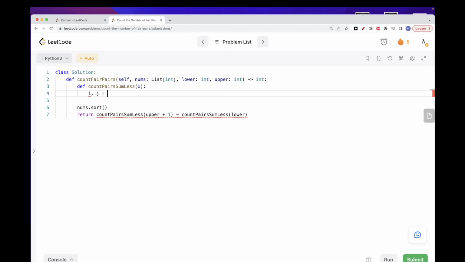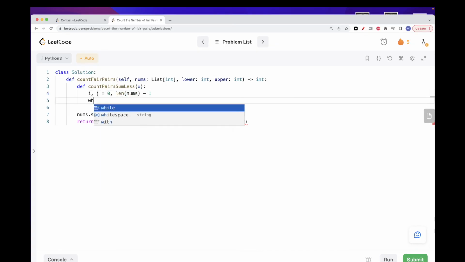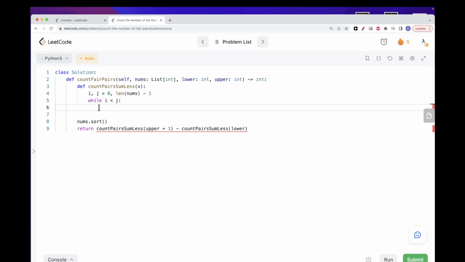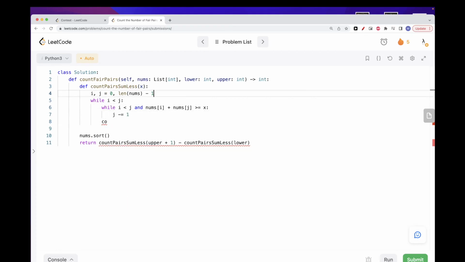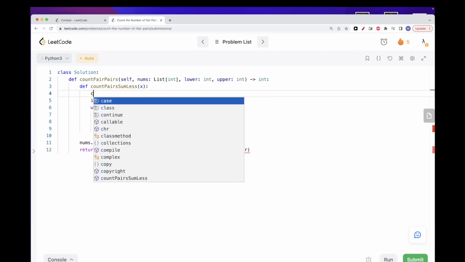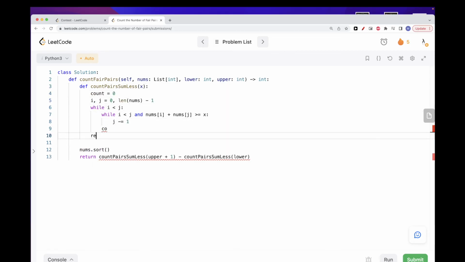So we need 2 pointers, one at the far left and one at the far right. And while the 2 pointers have not met, and the sum is bigger or equal to x, that means it's bigger than x, right, or equal to x. So to make it smaller, to get to smaller than x, we want to move j to the right to have a chance of having the sum smaller, right? So we do j minus 1. And now we need, of course, the overall count. So let's call that count equal to 0, and that's what we want to return at the end.